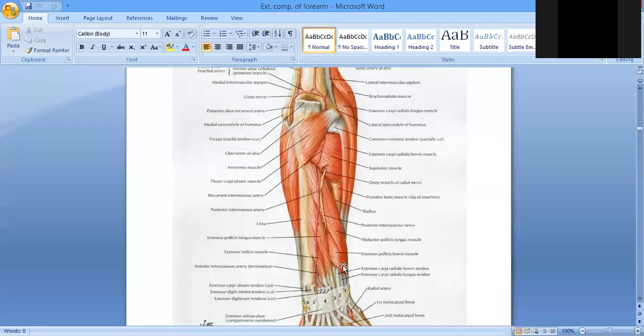Extensor pollicis brevis, extensor pollicis longus, and the extensor indicis. So we have these 5 muscles of the deep group. We have talked already about the superficial group muscles. Now we'll talk about this deep muscle group's origin and insertion.